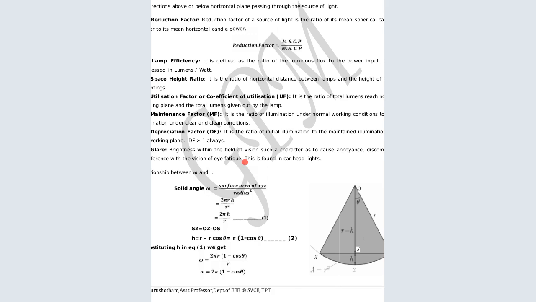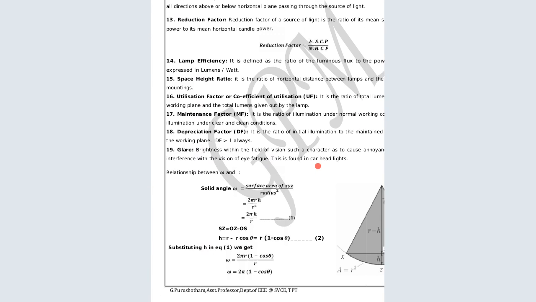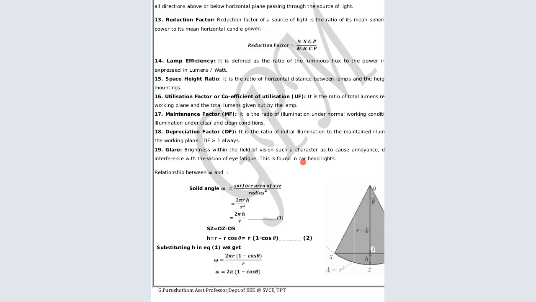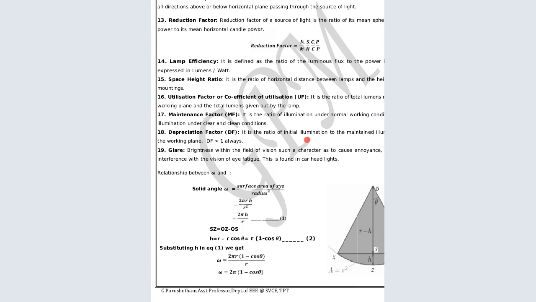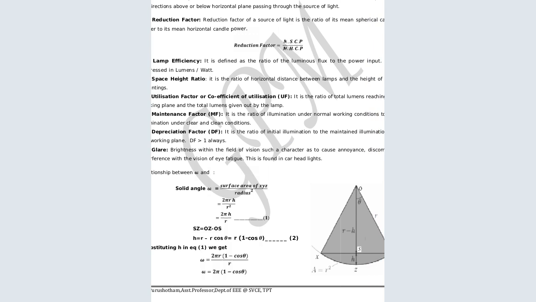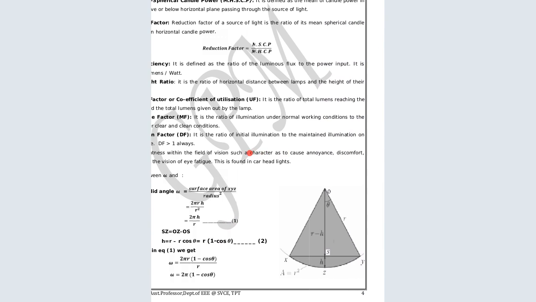Then we have the space height ratio. It is the ratio of the horizontal distance between the lamps and the height of their mountings. Utilization factor or coefficient of utilization, UF, is the ratio of the total lumens reaching the working plane to the total lumens given by the lamp. Maintenance factor MF is the ratio of illumination under normal working conditions to the illumination under clear and clean conditions. Depreciation factor DF is the ratio of the initial illumination to the maintained illumination on the working plane.